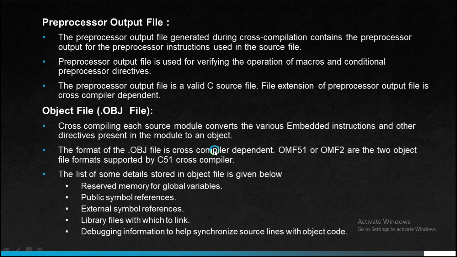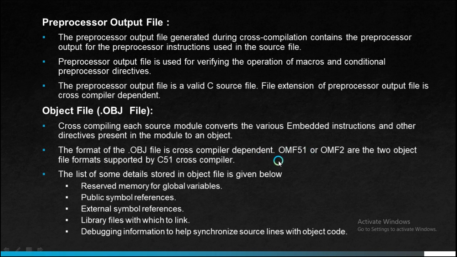For example, consider the cross compiler C51. C51 supports only the object file formats OMF51 and OMF2. These are the two formats supported by the C51 cross compiler. No other format will be supported by C51. So certain cross compilers will support only certain formats.